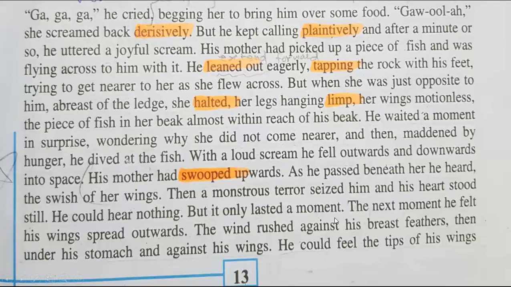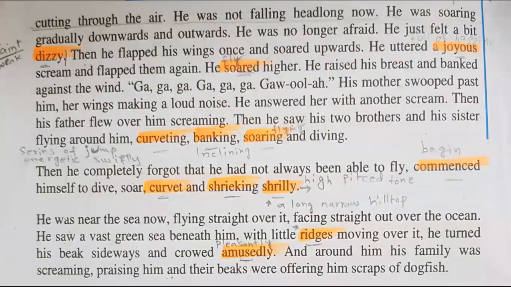That remained for a short while, and then the next moment, he felt his wings spread outwards. Wow. Now, at last, his wings spread outwards. The wind rushed against his breast feathers, came across under his stomach and against his wings, right? So then he could feel the tips of his wings cutting through the air.